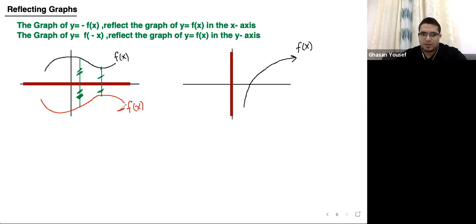So to graph the function with the minus outside the function, we reflect the original function f of x around the x-axis. Now to graph the function where the minus is inside the function, f of minus x, this means we have to reflect everything around the y-axis. So it's going to be something like this. This is the graph of the function f of minus x. Any question?